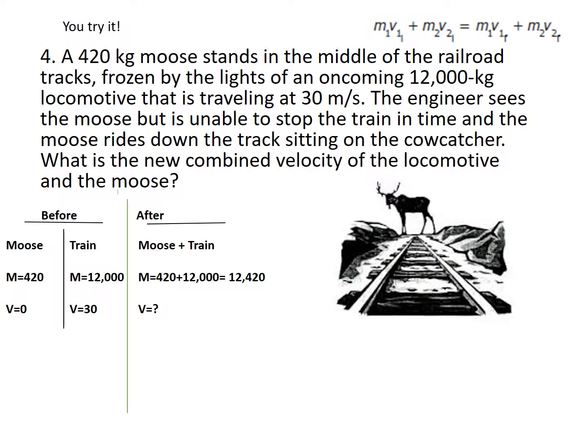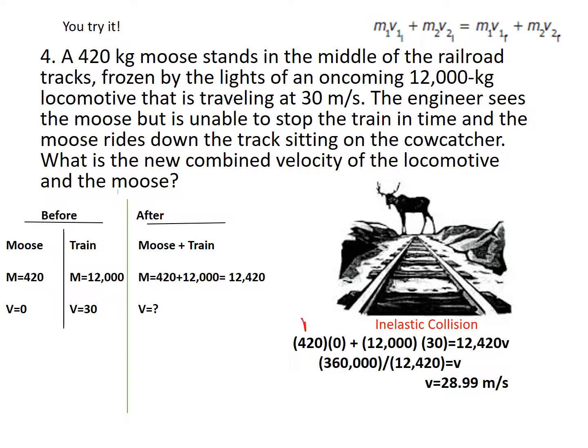Okay, so this is your before and after chart. Just like we did before, we have a combined velocity because they got stuck together. So this is an inelastic collision. And so we have m1, v1. So this will cancel out because anything times 0 is 0. And then we have m2, v2 equals the mass of the moose plus the mass of the train, because they got stuck together, times v. And so to get v by itself, I divide both sides by 12,420, and our final velocity is 28.99 meters per second.